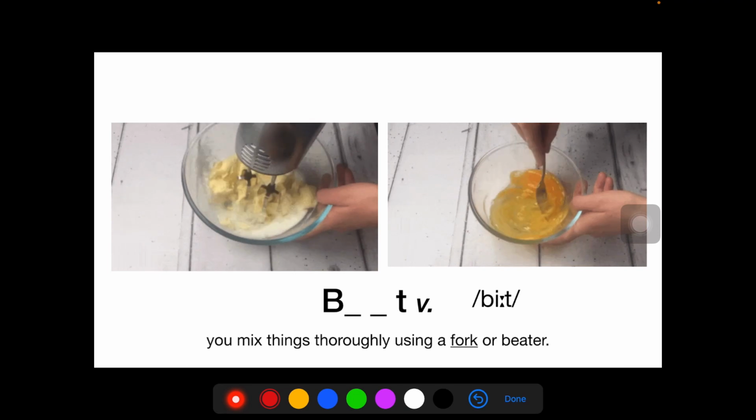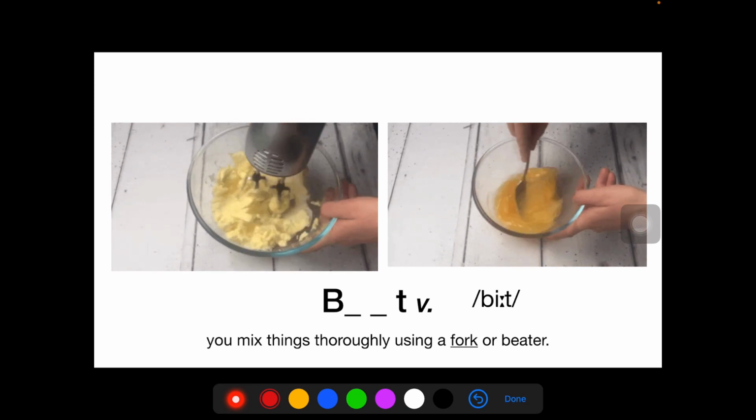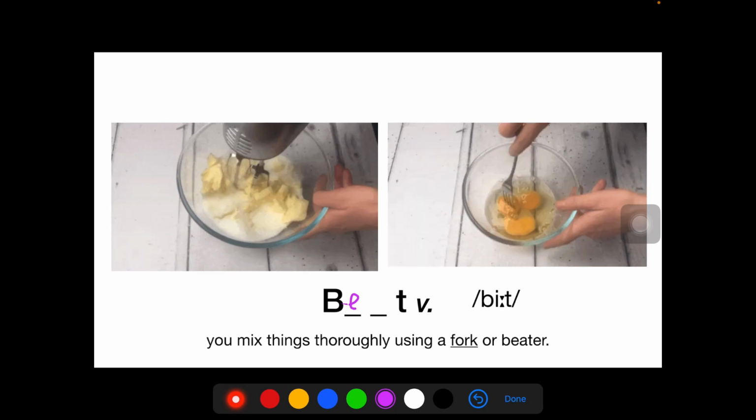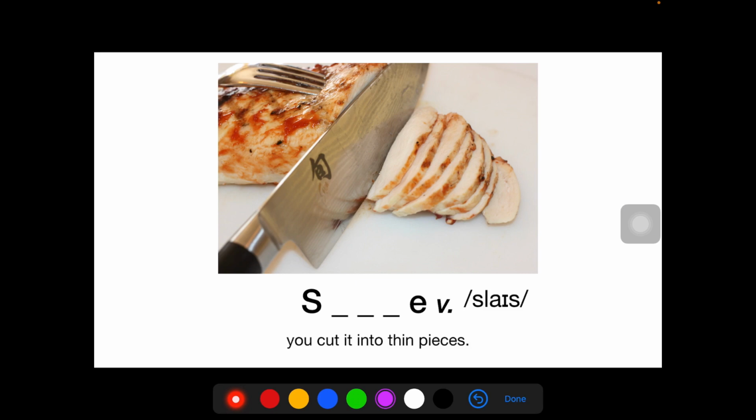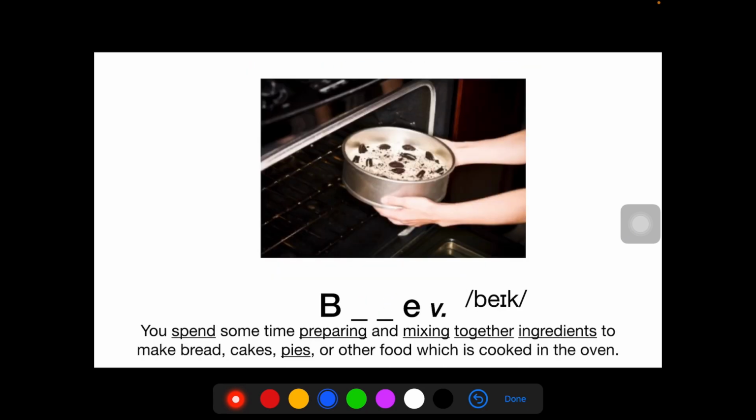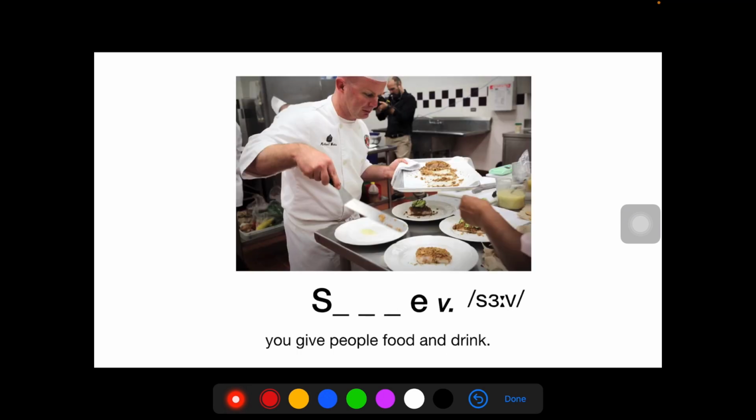Next one. Mixing using a fork or beater. It is beat. How do you spell beat? B-E-A-T. Beat. Good job. Cut into thin pieces. Slice. Spell together. S-L-I-C-E. Slice. Next to slice. Cooked in the oven. We call it bake. Spell it. B-A-K-E. Bake.